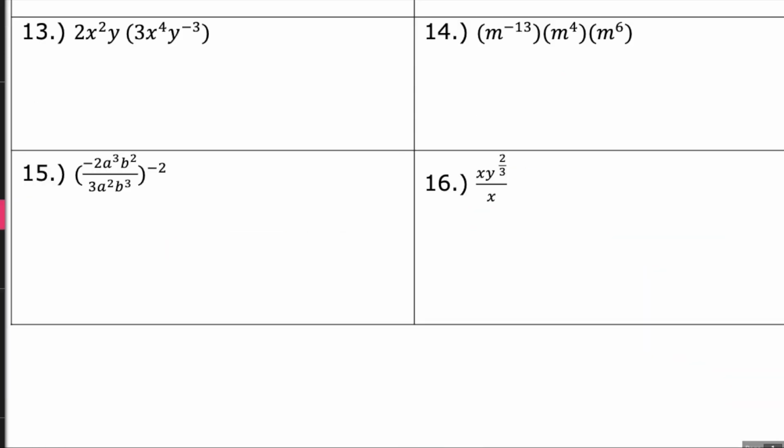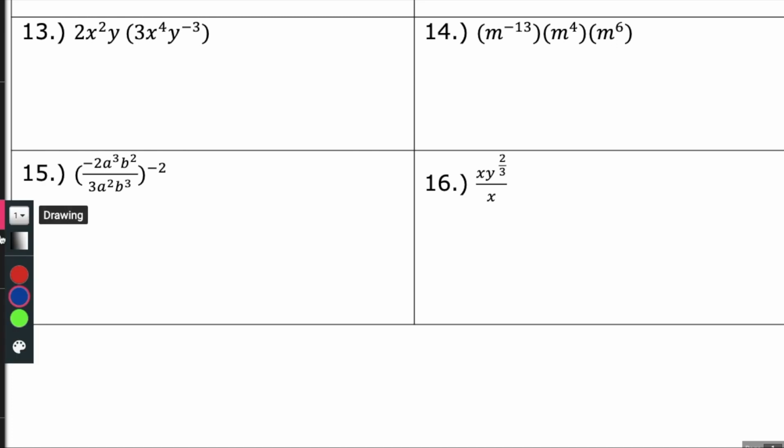With items number 13 to 16. Okay, so as you can see, the last 4 items are a combination of a bit more complicated problem sets. But as long as you know the rules and the laws, it's easier for you to identify which one applies and which one you can use.